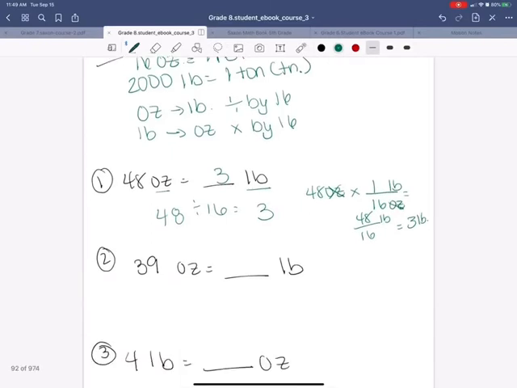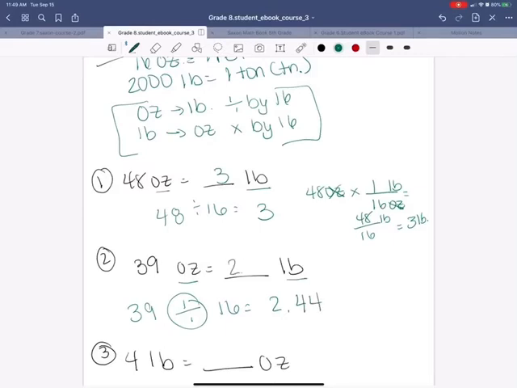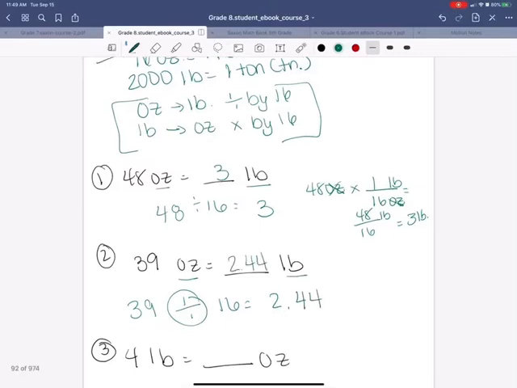Now, what might be easier for some people is just to remember this. If we're going from ounces to pounds, we divide by 16. If we're going from pounds to ounces, we multiply by 16. Whatever works for you is perfect for me. All right, and then this one, again, we're going from ounces to pounds, so we know that means to divide. So we're going to say 39 divided by 16, which actually gives us 2.44. So that's 2.44 pounds.